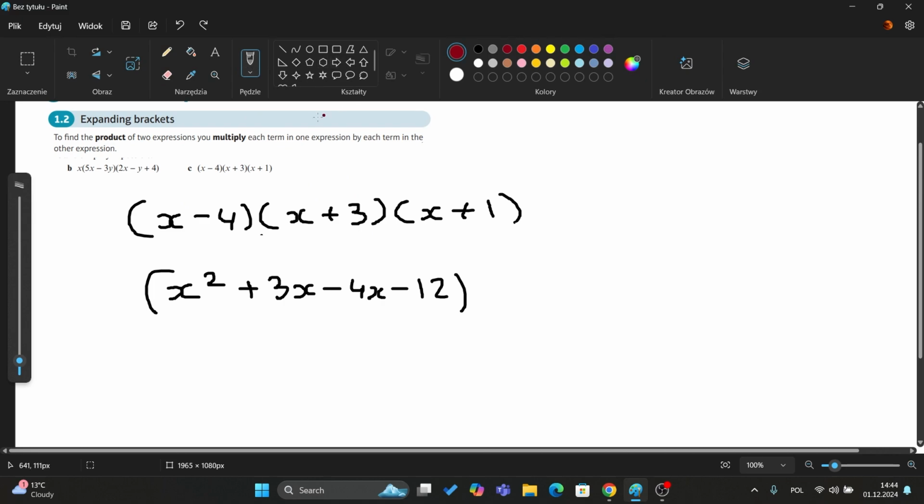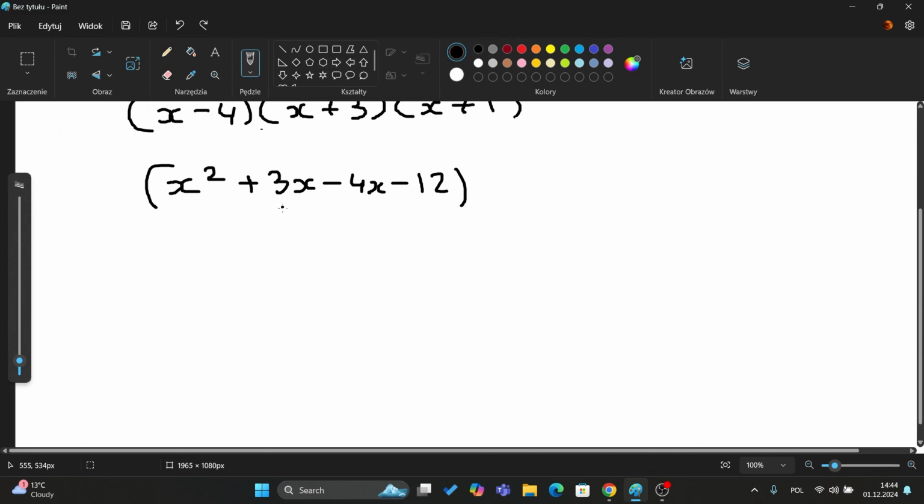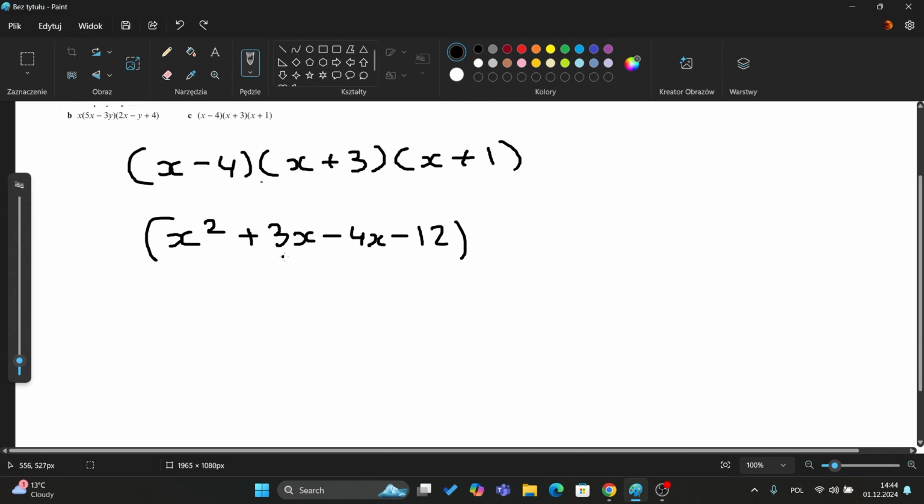Now we collect the like terms in the bracket. So 3x and minus 4x are like terms, so this gives us minus x.